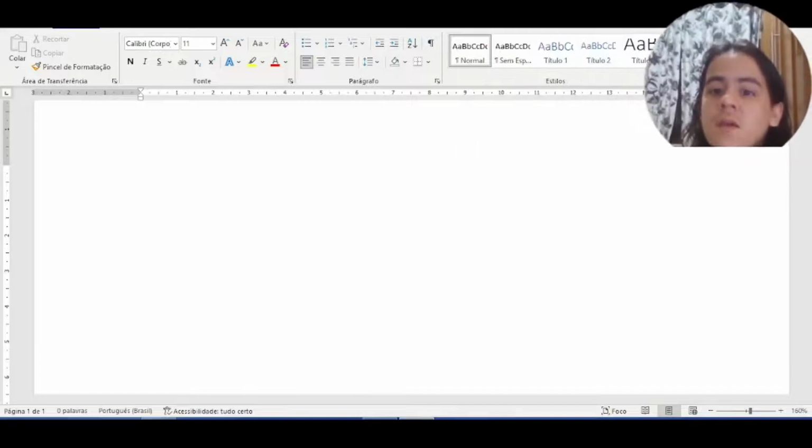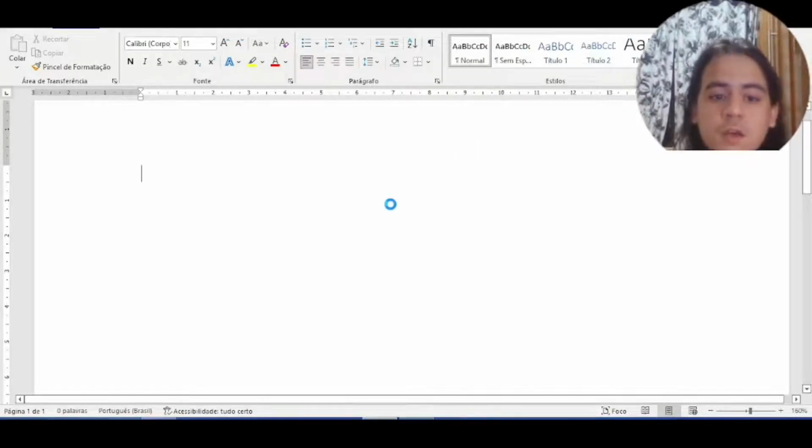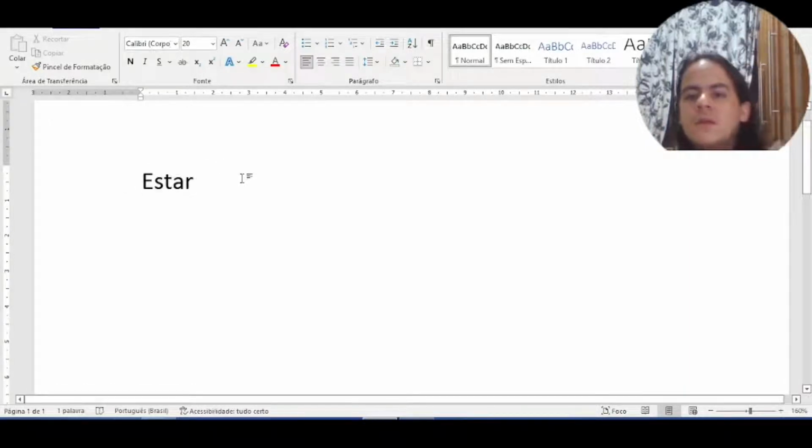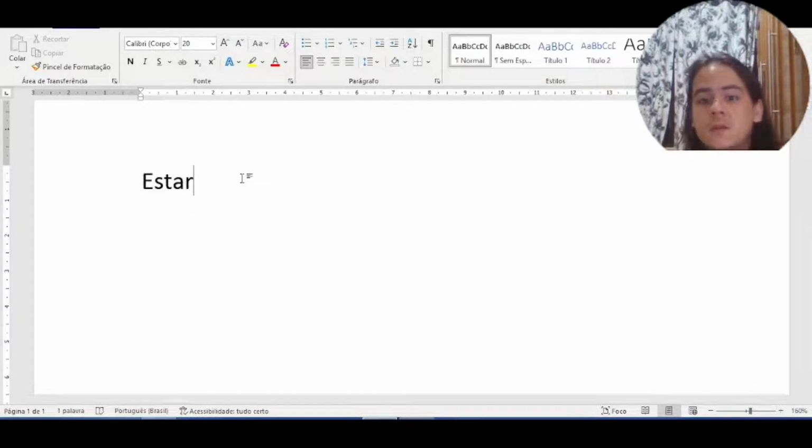So as I said, today you're gonna see the conjugation of the verb estar, that means to be. We saw last class the conjugation of the verb ser, that is also to be, and we know that in Portuguese we have two verbs that mean to be. If you speak Spanish, you know that in Spanish we also have two verbs that mean to be. The same thing in Portuguese. Actually, Portuguese and Spanish are very much alike.